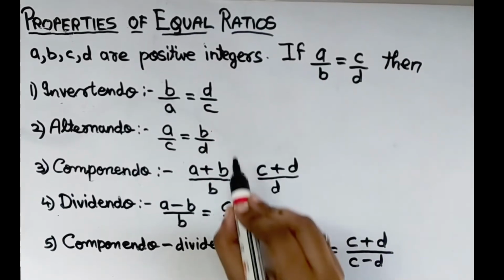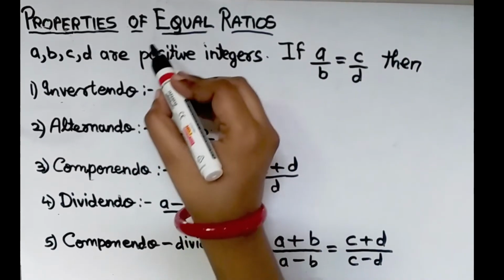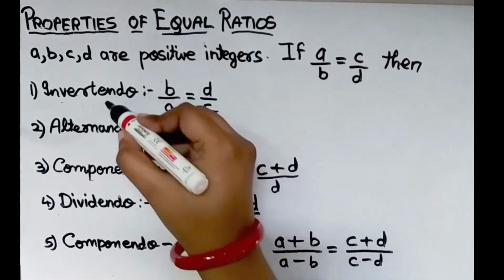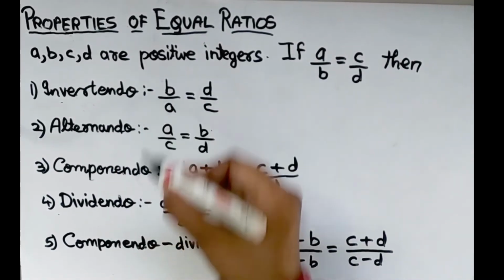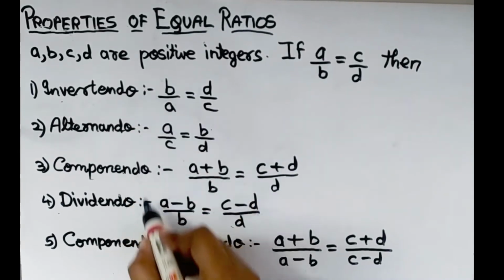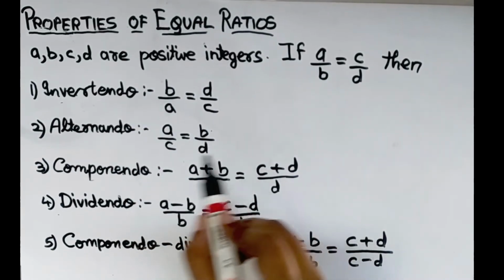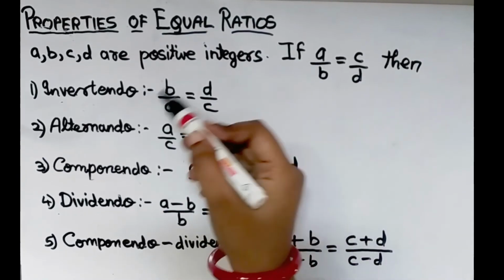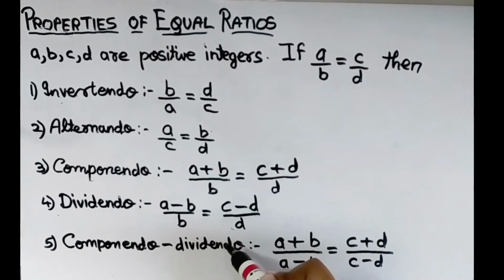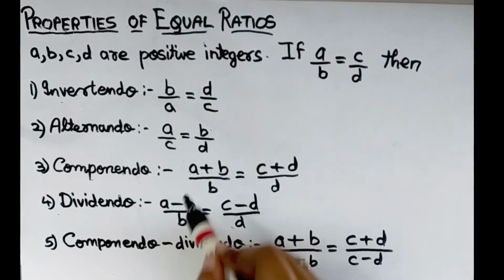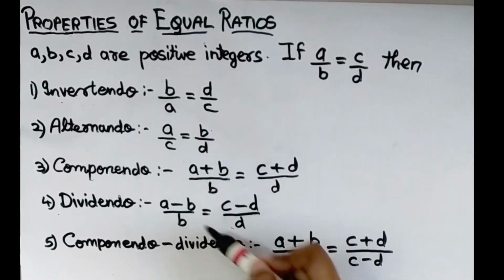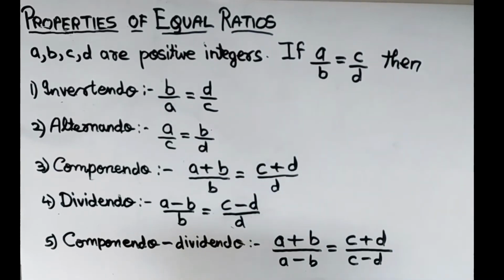So these are the 5 properties of equal ratios. If two ratios are equal, then we can apply all these 5 properties. These properties are very useful for solving examples. Generally in exams it is not asked to prove these properties. They will be useful for examples, but I will explain how these properties can be proved one by one. So let's see that.